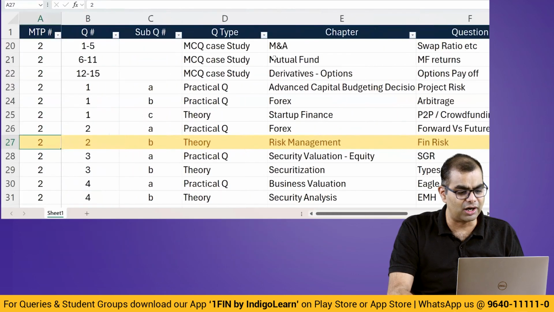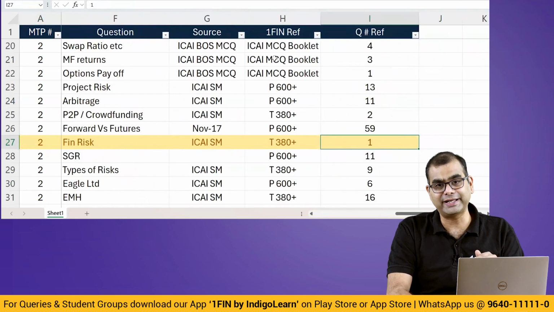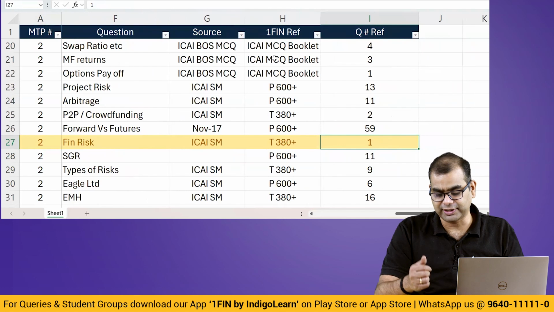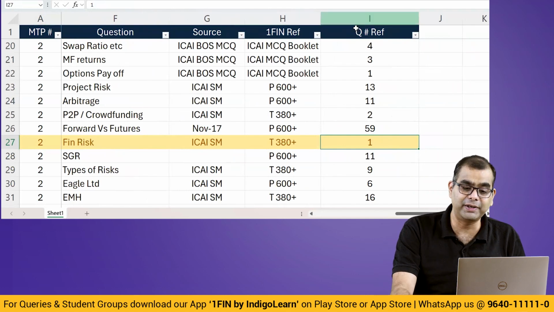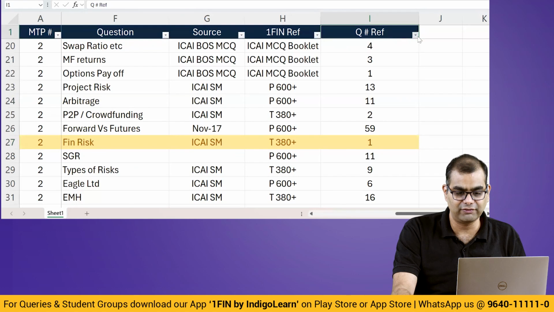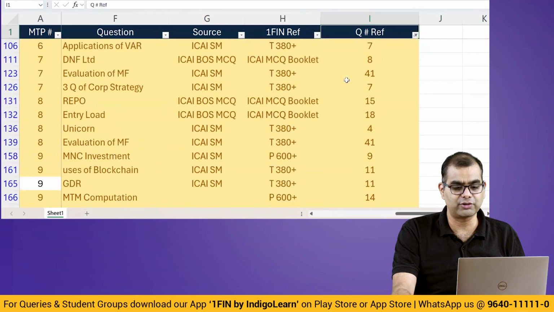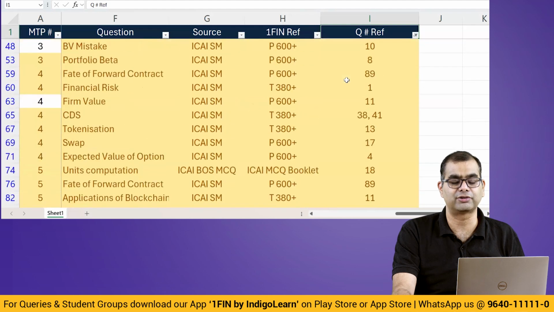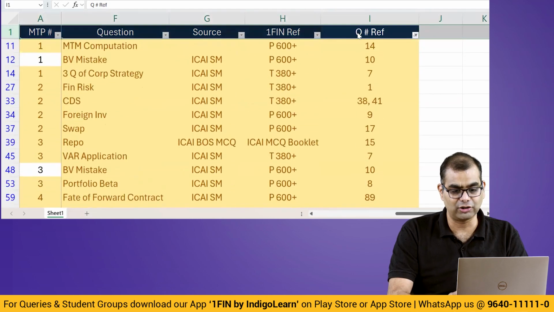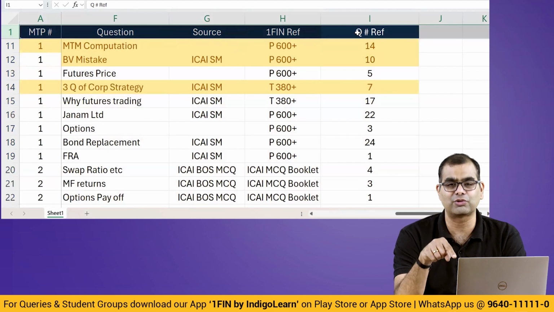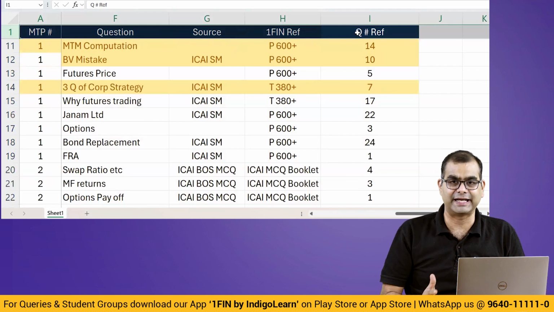Then what are these yellow colors? Yellow colors are basically questions which have been repeated in this model test paper. So in test paper 1 the same question was asked, in test paper 4 the same question was asked. So there are repeated questions also. If I were to filter them by color, you see there are so many questions that are repeated. All these are repeated questions, and whatever the source, I have identified it. So if you are looking to identify where a question in this model test paper comes from, please don't worry, I have already done the entire work.